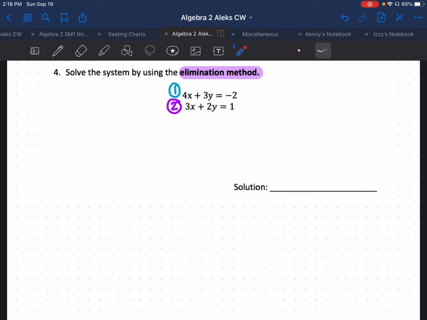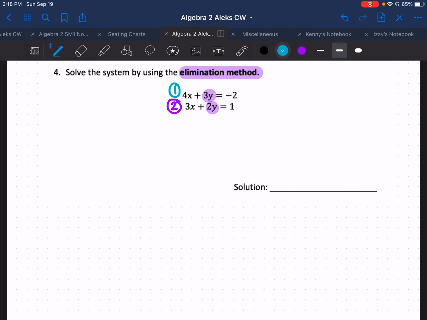Take a look at your x's. Do they have the same number? No. Take a look at your y's. Do they have the same number? No. So now we make a decision. Do we want to eliminate x or do we want to eliminate y? Just because last time I eliminated x, this time I'm going to go ahead and eliminate y. So I'm going to go ahead and highlight them.